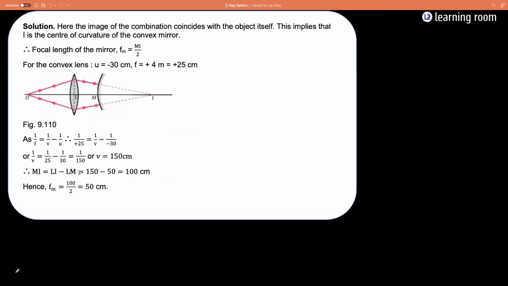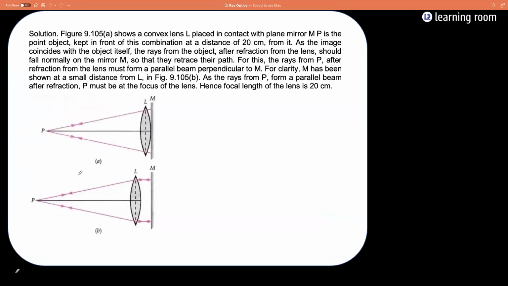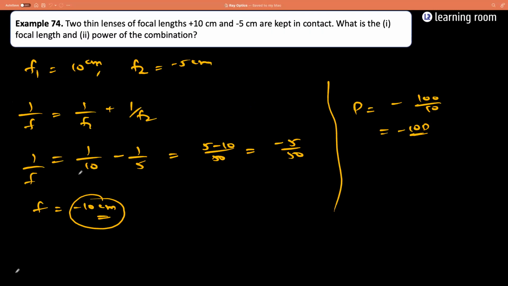Sir, in that question, here they have given focal length, right? Correct. What is your doubt? Sir, power will be equal to P1 plus P2, right? Then 100 by 10 minus 100 by 5. Okay. How much are you getting? 10 minus. It's the same thing, no? Yes, sir.